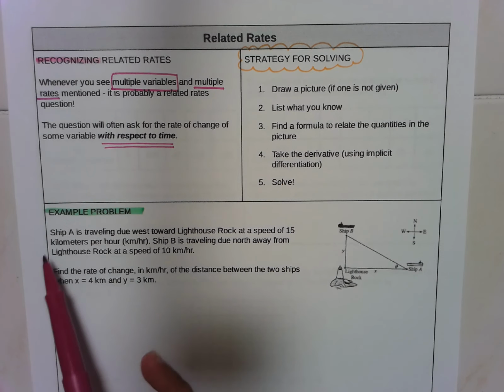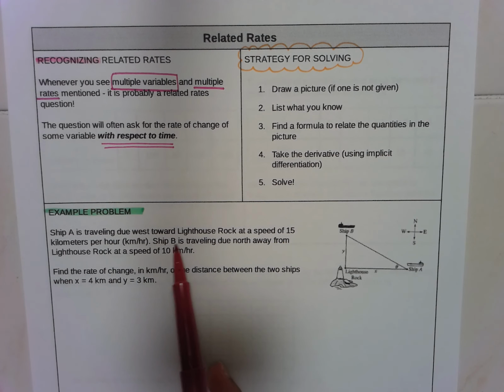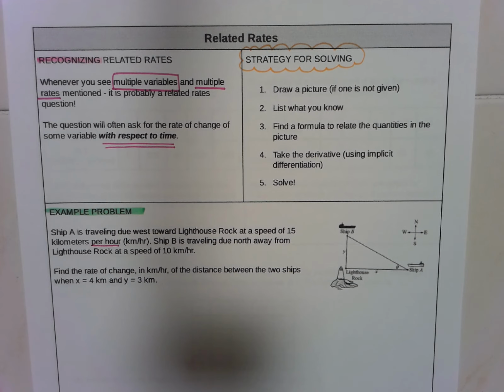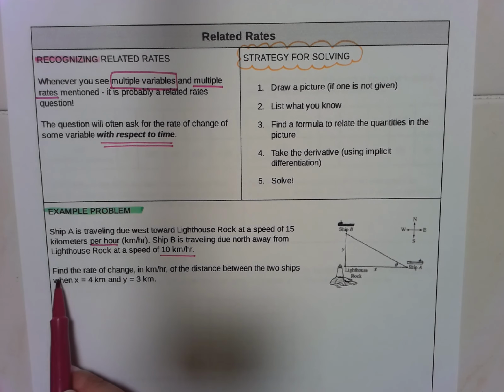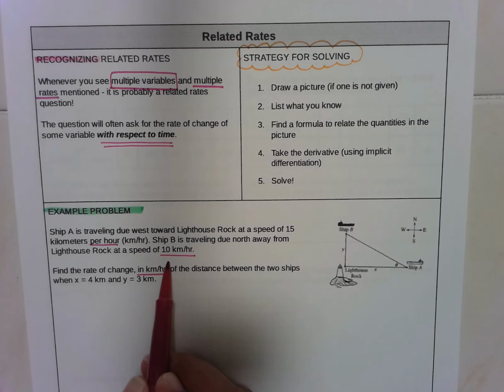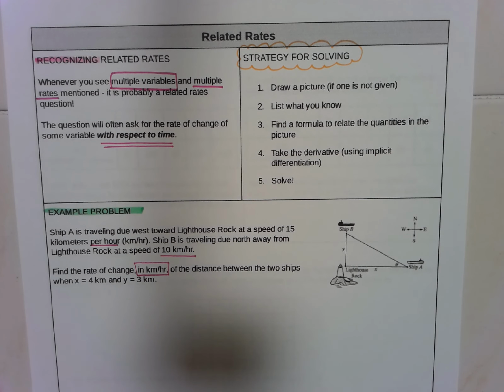An example would be like this. Ship A is traveling due west towards Lighthouse Rock at a speed of 15 kilometers per hour. Ship B is traveling due north away from Lighthouse Rock at a speed of 10 kilometers per hour. So these are rates with respect to time. And then it says find the rate in kilometers per hour. So find a rate that is with respect to time, per hour. As soon as I see that, it should be a buzzer in my head saying this is a related rates question. Now, my strategy for solving is going to involve these steps.